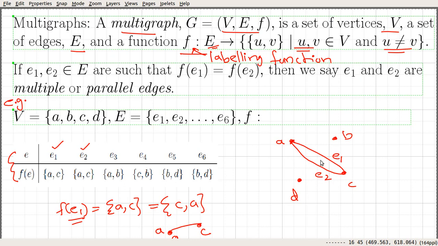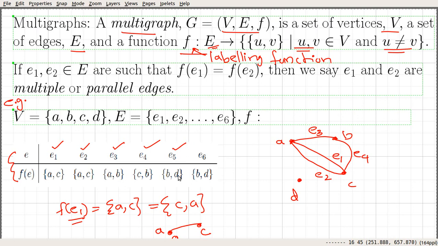Okay, that was not the case in simple graphs. So let's consider E3. f of E3 is AB, so we have this edge and it is labeled E3. E4 is set CB, so we have this edge, so that is E4.